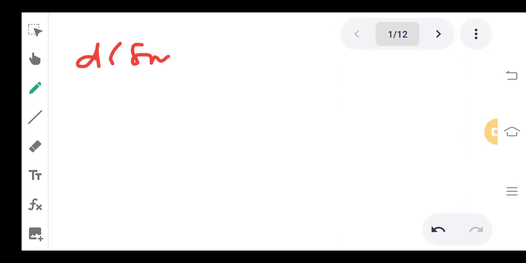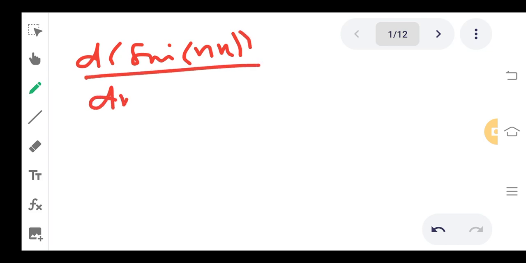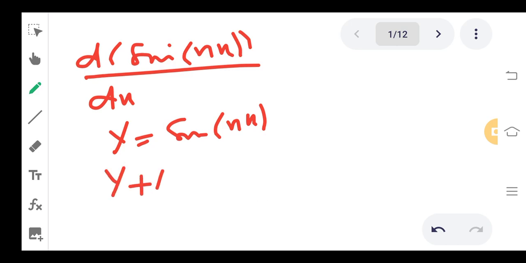What is the derivative of sin nx with respect to x? Suppose that y is equal to sin nx, then y plus delta y will be equal to sin n times (x plus delta x), that is, sin(nx plus n delta x).